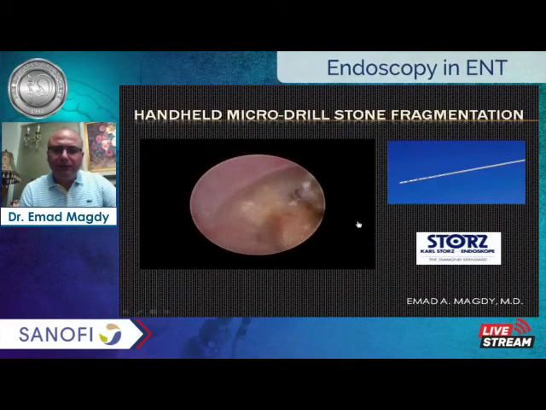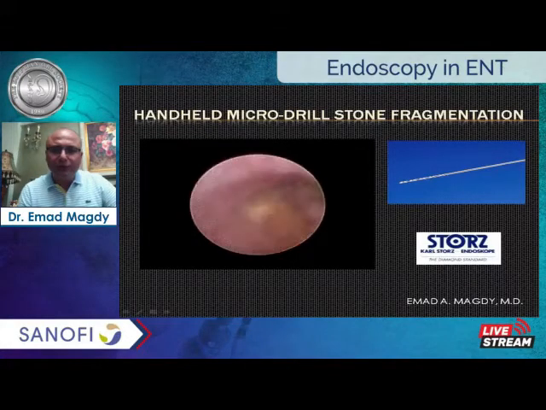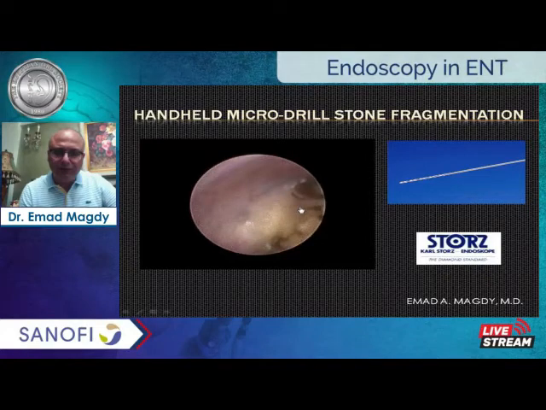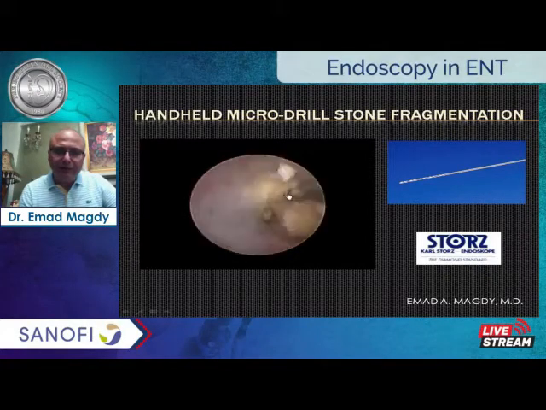The second thing you can use for stone fragmentation is what we call a handheld microdrill. This is the microdrill in action. You can see here this drill can actually fragment the stone. It's a little bit, again, tedious, and you have to have a soft stone in order to break this stone down, and then you start getting the fragments one by one out after you fragment your stone.